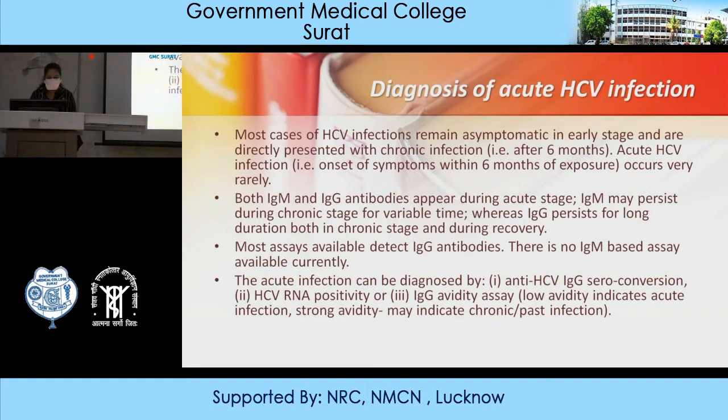The acute infection can be diagnosed by anti-HCV IgG seroconversion, HCV RNA positivity, and IgG avidity assay. Low avidity indicates acute infection, strong avidity may indicate chronic or past infection.